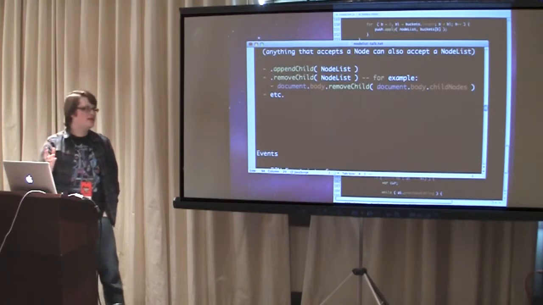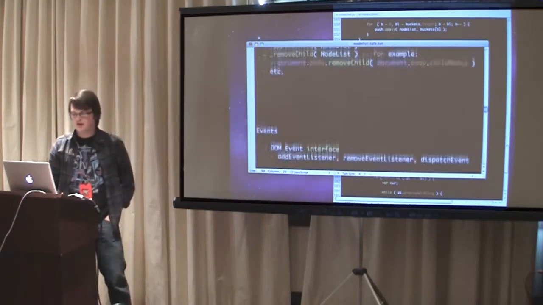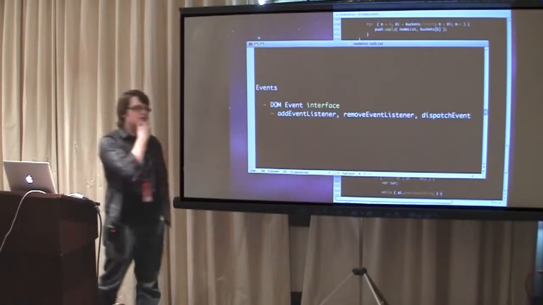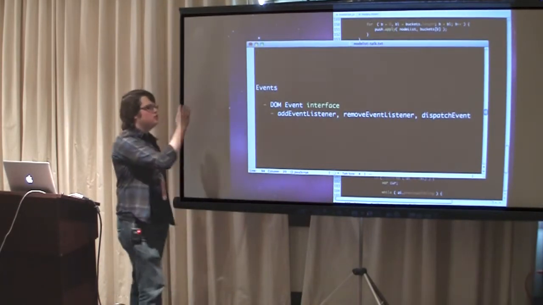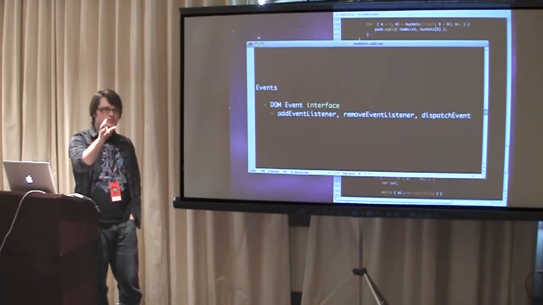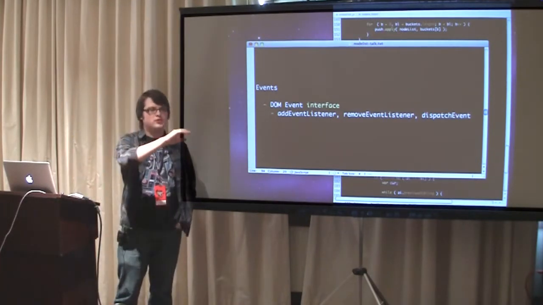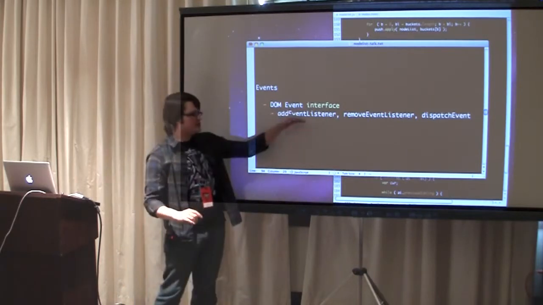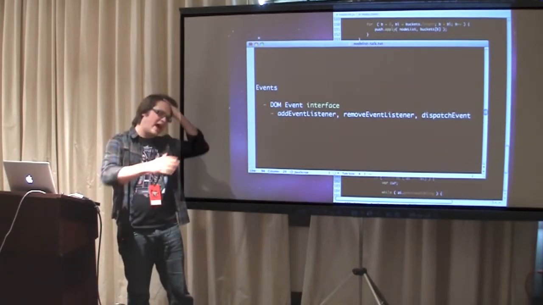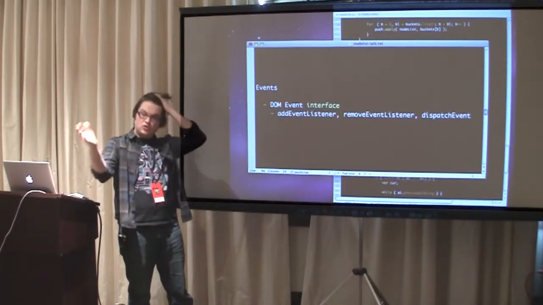So again, anything that can take a DOM node, append child, remove child, everything. Also, it should implement the event interface. So if you do add event listener, remove event listener, dispatch event, all of those will bleed through to the actual elements themselves. So if you say add event listener, click, it'll add it to each individual element in the node list.